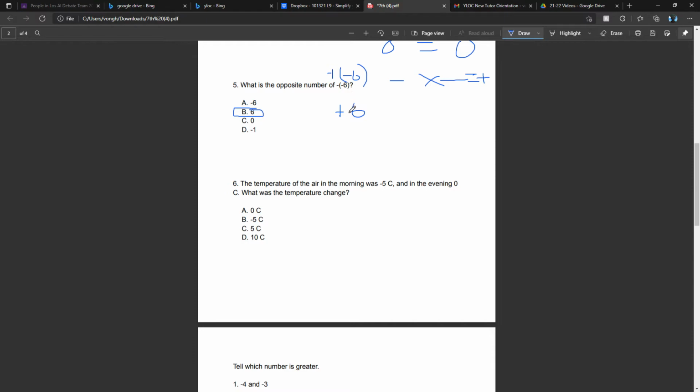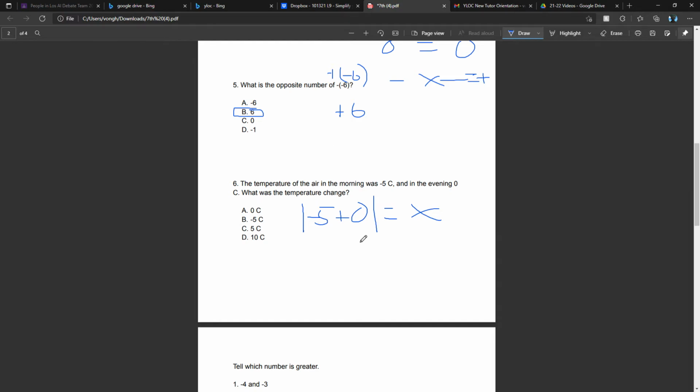What is the temperature? So the temperature of the air in the morning was -5 degrees, and in the evening it's 0 degrees. What is the temperature change? To do this, we're going to use absolute value. So we're going to have -5 plus 0 equals some number. This is how we're going to do it.